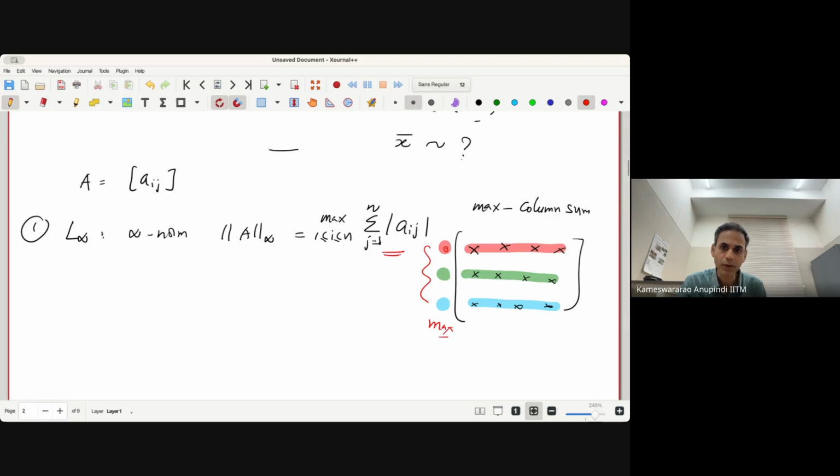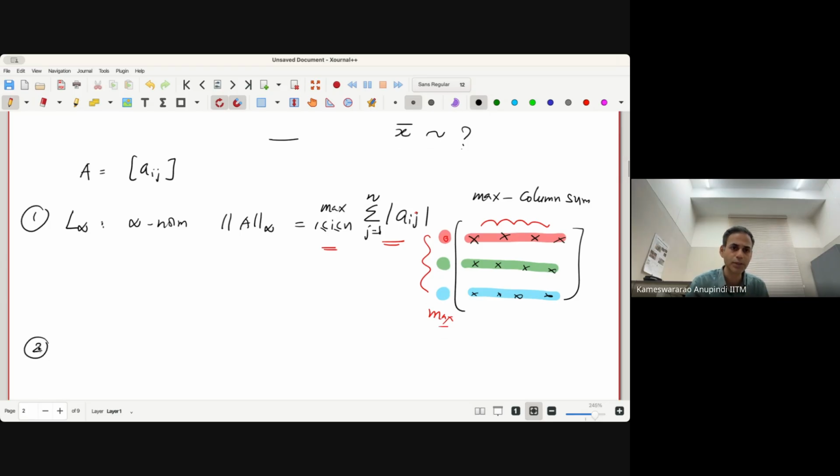That means for every i, I'm going to sum all the j values, and then calculate the maximum in an absolute sense. We apply the absolute value to all of these, so even if you have plus or minus, we take only the absolute value. That is also known as the maximum column sum. That is called the infinity norm. Similarly, there are other norms, just like the way we defined vector norms, but these are slightly different from the vector norms.